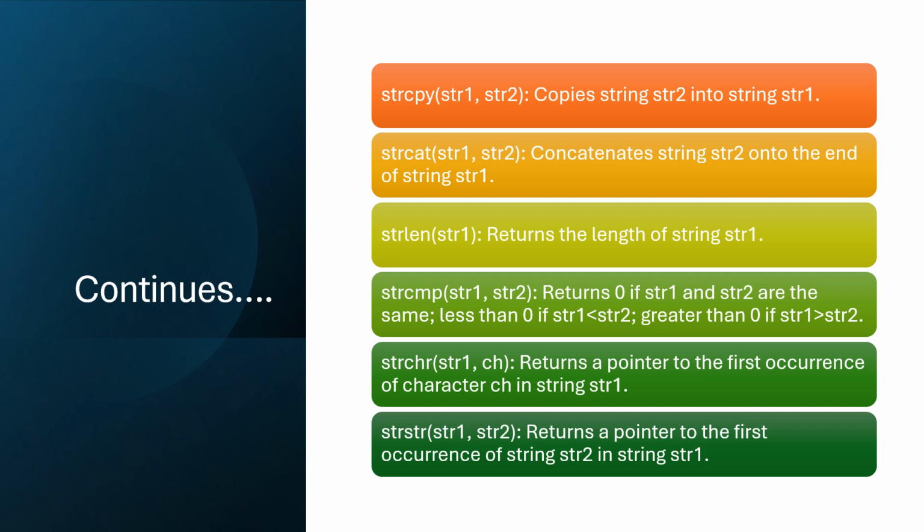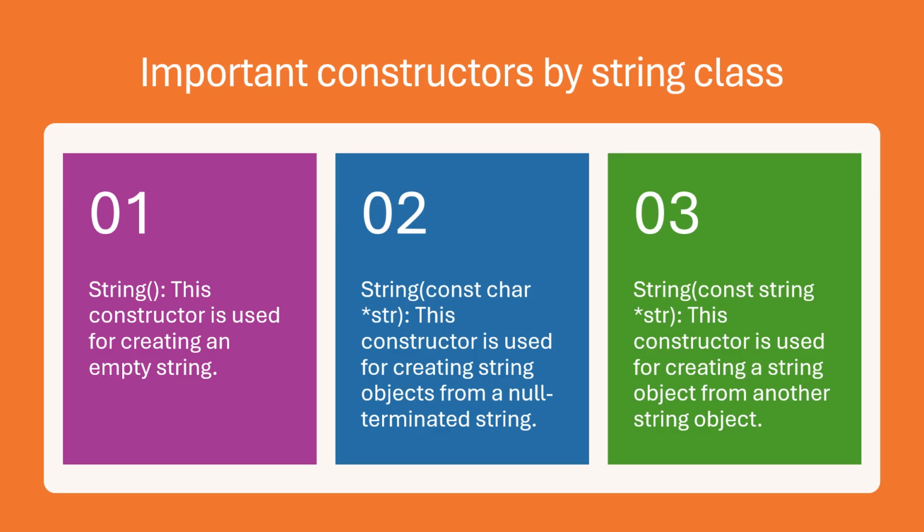After that, string character, where we give string 1 comma the character we want. This returns a pointer to the first occurrence of character ch in the string. Then string in brackets string 1 comma string 2 returns a pointer to the first occurrence of string 2 in string 1. These are a few of the string methods: string copy, concat, string length, string comparison, string character. We also have many other methods, for example to find a substring.